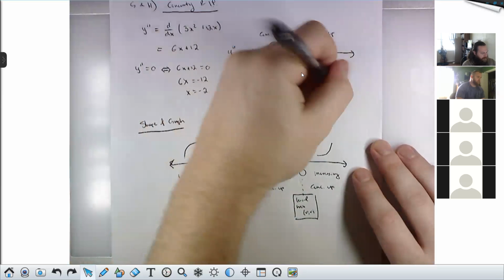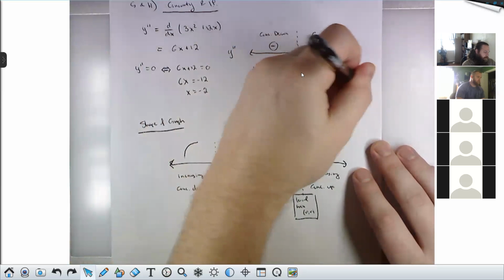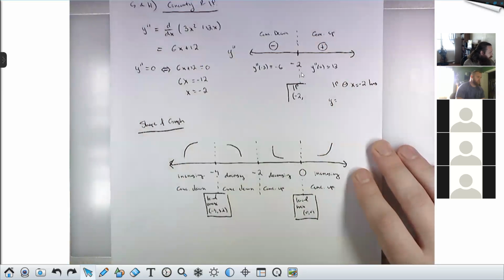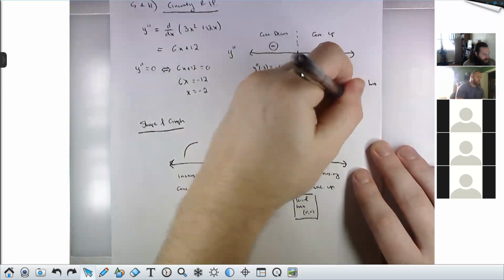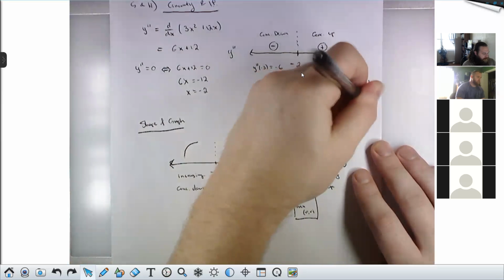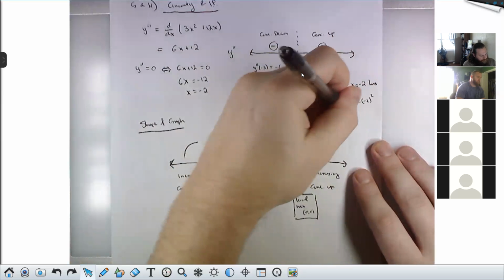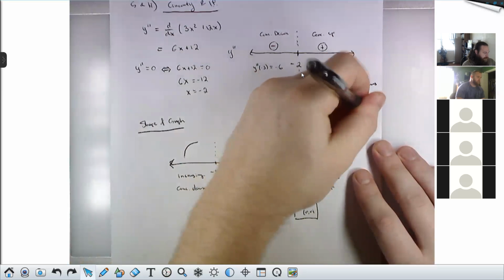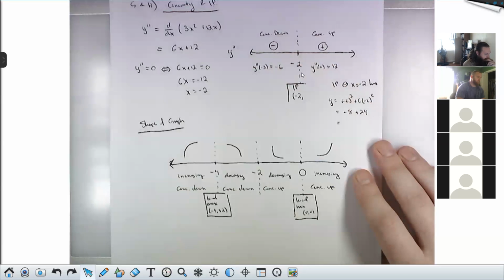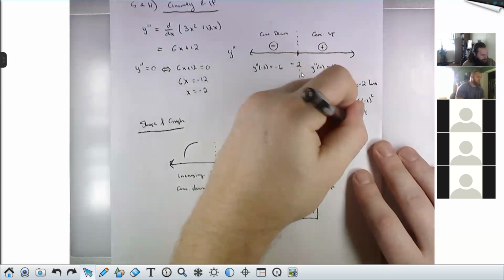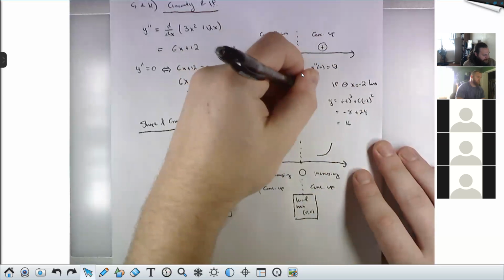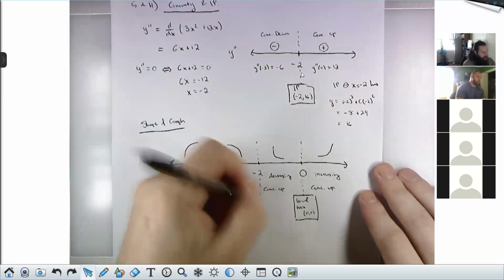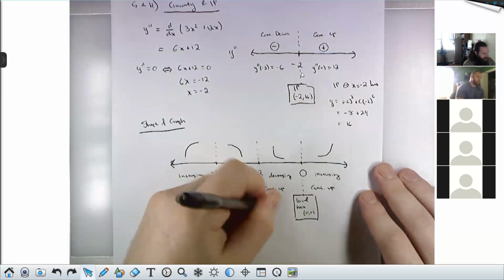And to figure out the something, I'll say my inflection point at x equals -2 has y equal to, what was my original function? X cubed plus 6x squared. So this is -2 cubed plus 6 times -2 squared, which is -8 plus 6 times 4 is 24. And 24 minus 8 is 16. So this is at -2 comma 16. So that inflection point I'll put down here on my shape. This is an inflection point at -2 comma 16.